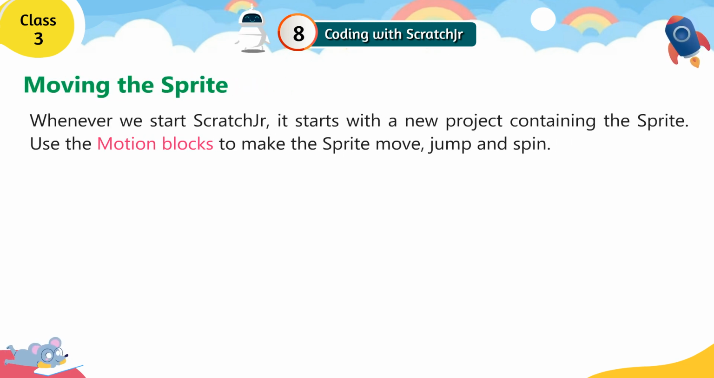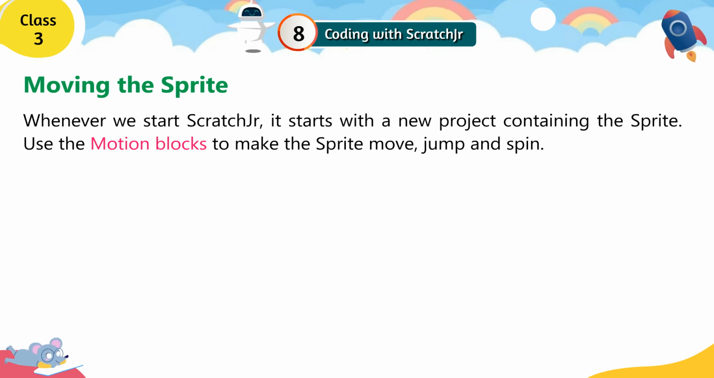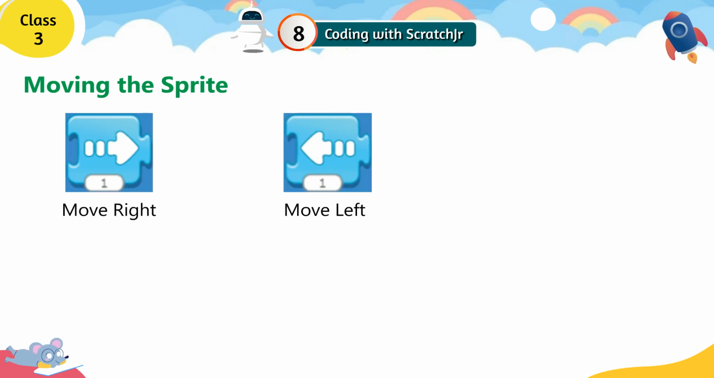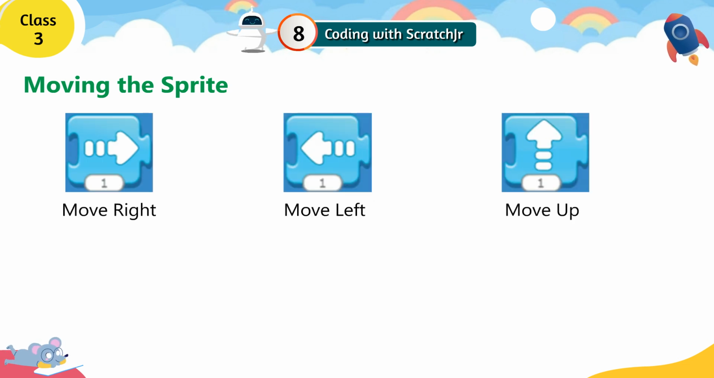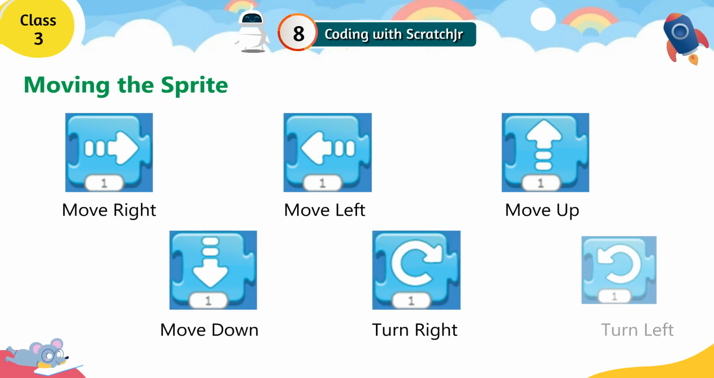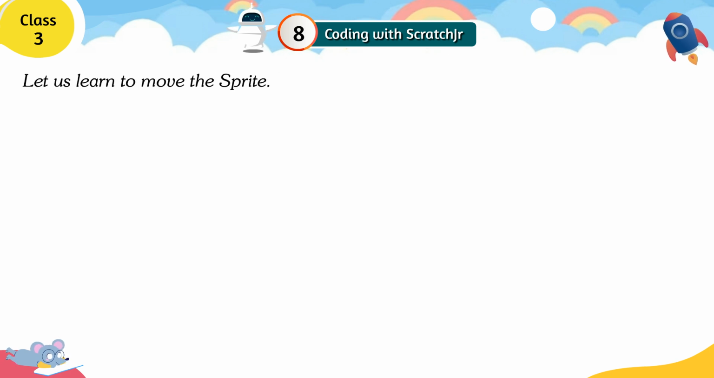Moving the sprite. Whenever we start Scratch Junior, it starts with a new project containing the sprite. Use the motion blocks to make the sprite move, jump and spin. Move right. Move left. Move up. Move down. Turn right. Turn left. Let us learn to move the sprite.